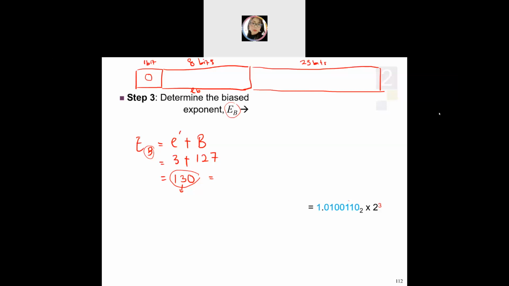Okay. Anna, what is the value? 130. Convert to binary. Anna, are you here? Okay, again, what is the value of 130? Someone help me? Abdul Kadir?